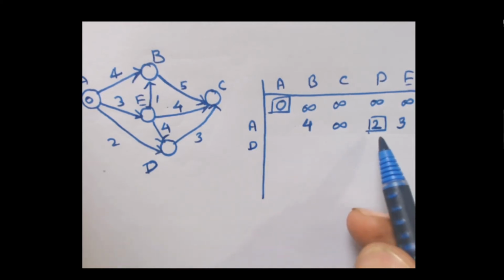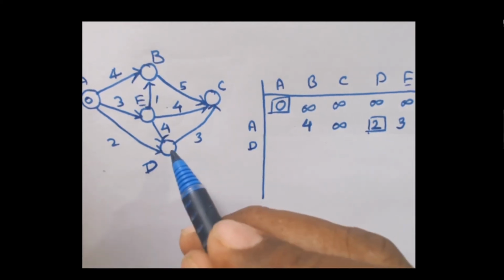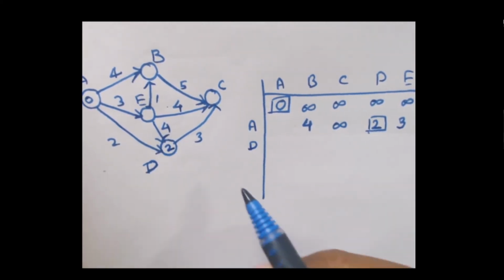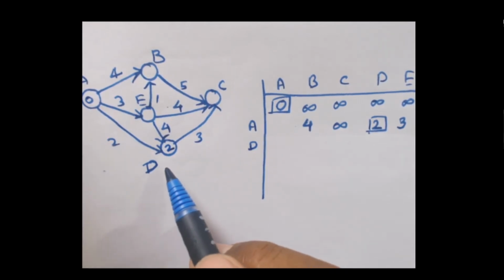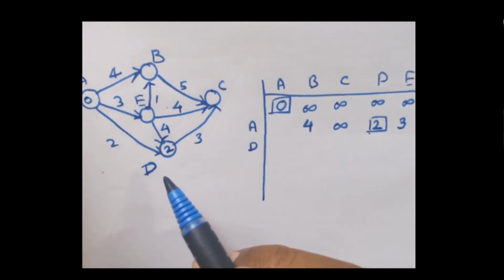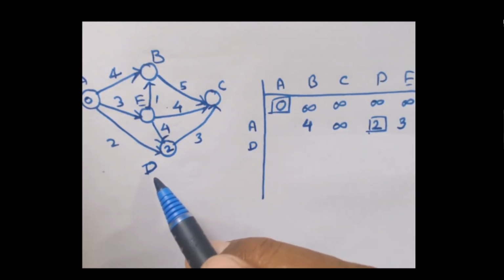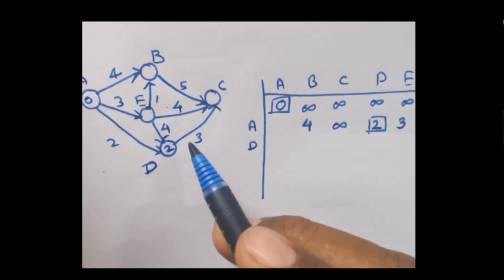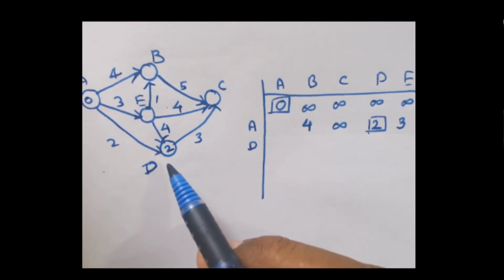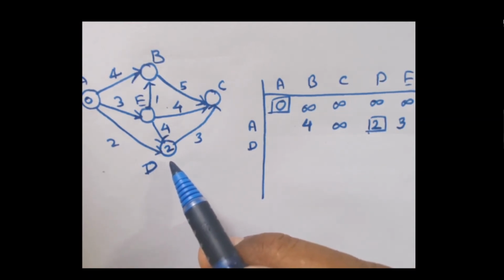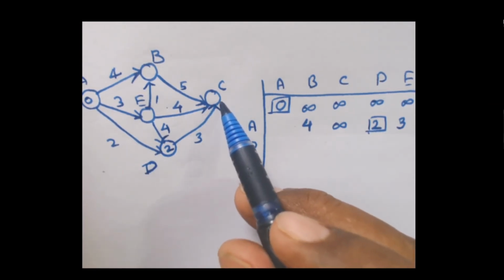So D is having a minimum weight 2, so we'll write 2 here. So this particular path A to D has been selected, and 2 is the distance calculated from A to D. But now we are supposed to proceed from D onwards. D is having a distance 2. So 2 is extracted from the Q, and the adjacent vertices of D. The adjacent vertex of D is C only.